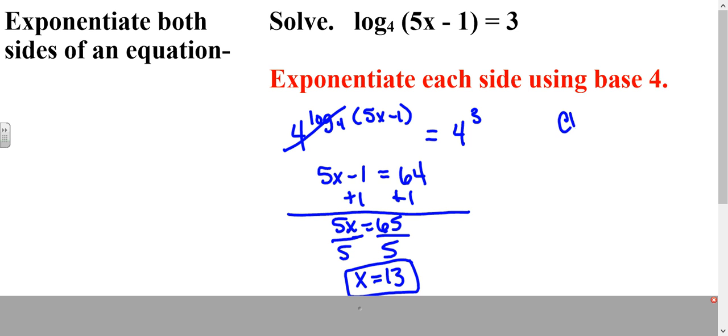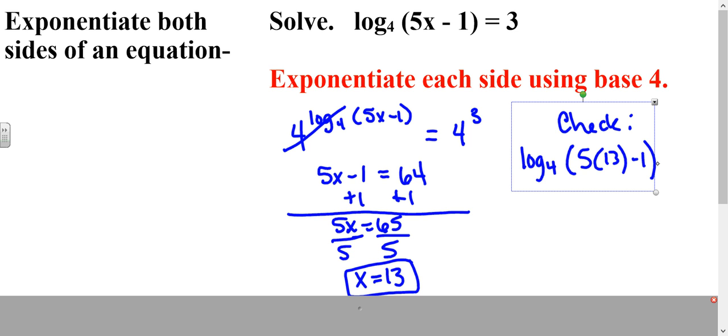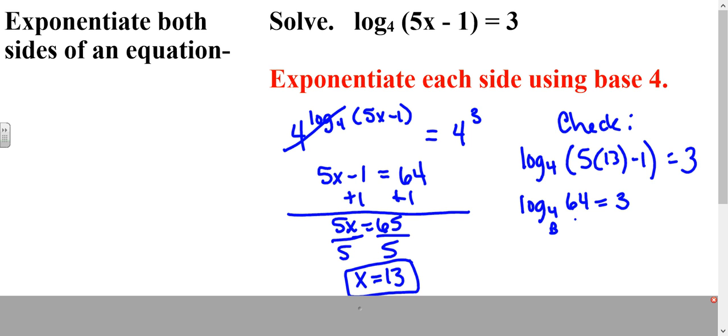If we want to do a little check over here, we have log base 4 of 5 times 13 minus 1 equals 3. So 5 times 13 is 65. And then 65 minus 1 would be 64. So remember, if we use BAP to check, this is the base, this is the answer, this is the power. So is 4 to the third power 64? Why, yes, it is. So it checks out.